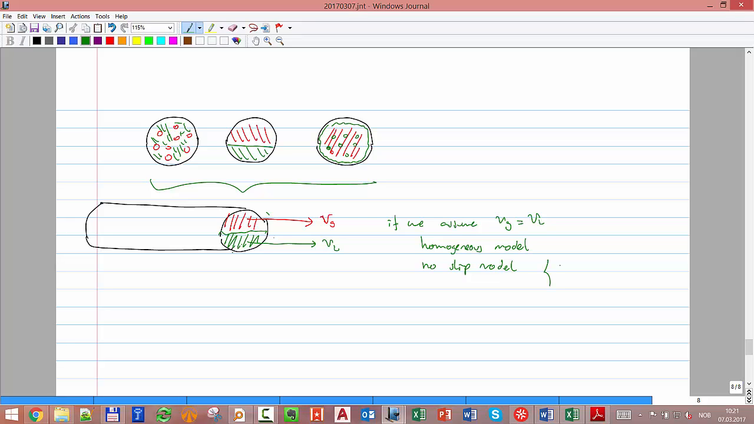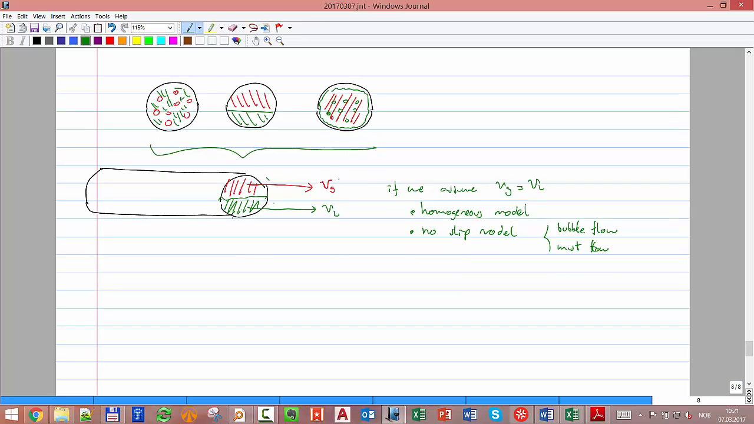Flow patterns that don't have slip are, for example, bubble flow or mist flow. In that case, you can assume that the two phases, because they move in almost like a very agitated mixture, move at the same speed. But that's not usually a good assumption for all the other flow patterns.